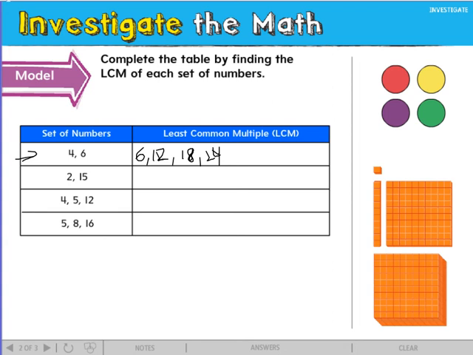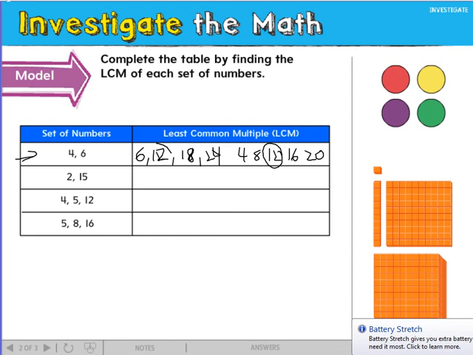Then we're going to do 4. We have 4, 8, 12, 16, 20, and then I realize I can stop. Why can I stop? Because I have 12 here, and I have 12 here. My least common multiple here is 12.